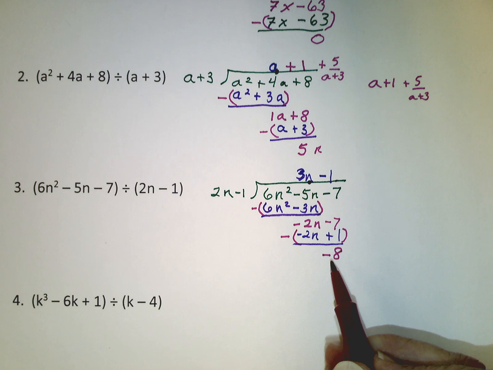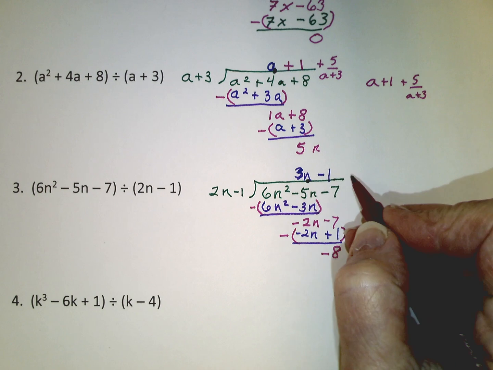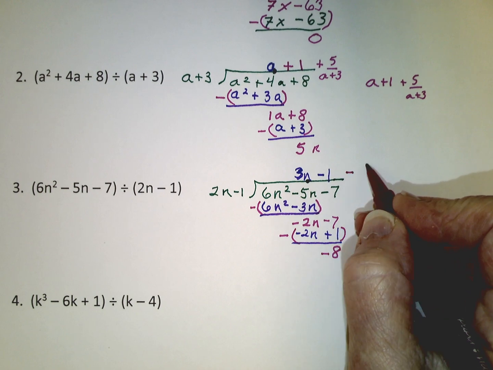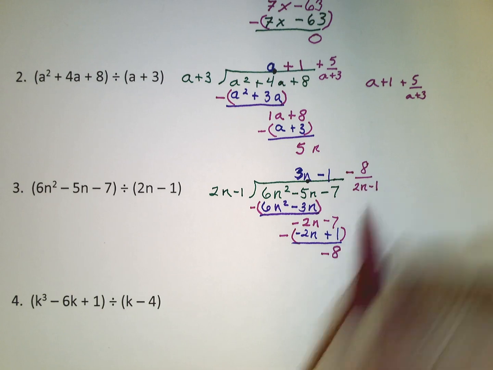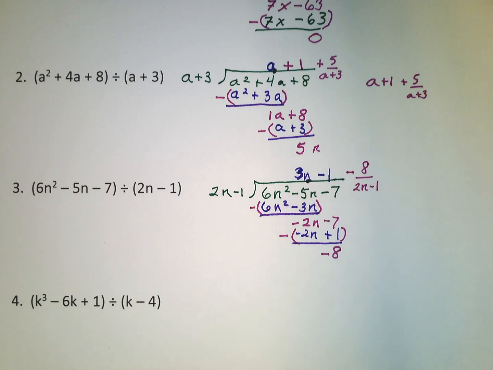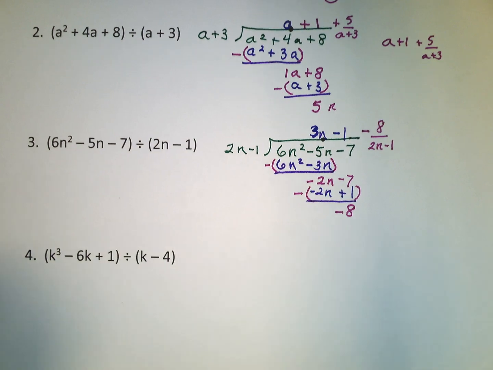So we do have a remainder. This is not a factor. Because our remainder is negative 8, when we write the fraction, we would write it as minus 8 over 2n minus 1. I hope it's okay so far. We have only one more.